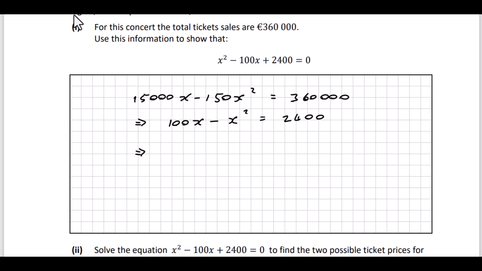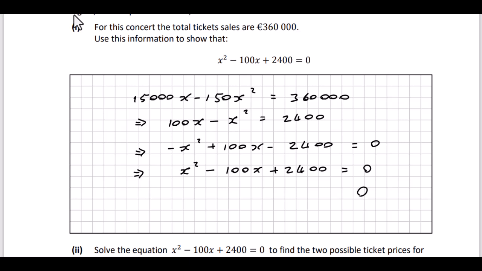So all you've got to do is bring everything over to one side. Let's just take the left hand side. I've just brought the 2,400 over to the left hand side. Now I'm almost there. What I've got is the answer, but with the signs wrong. So I've got to multiply every term by minus 1. If I multiply the first one by minus 1, I'll get x squared. Multiply the second one by minus 1, I'll get minus 100x. Multiply the minus 2,400 by minus 1, I'll get plus 2,400. Multiply the 0 by minus 1, I get 0. That is it. That's the end of that part of the question.